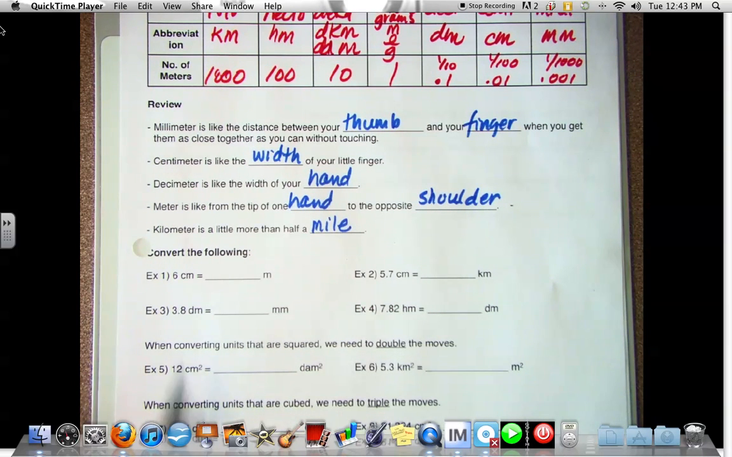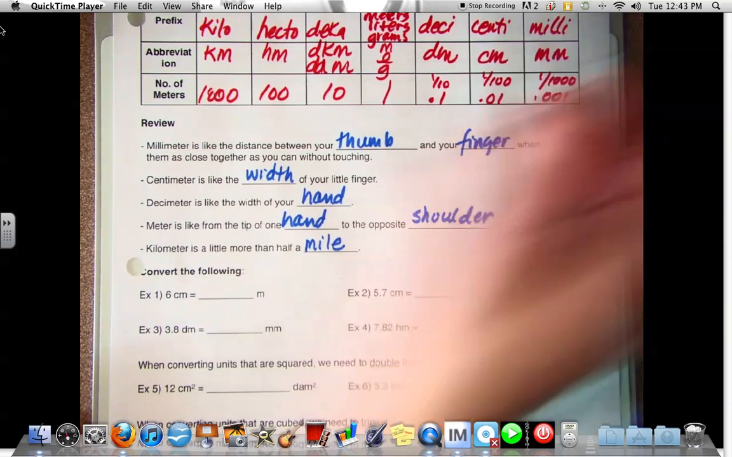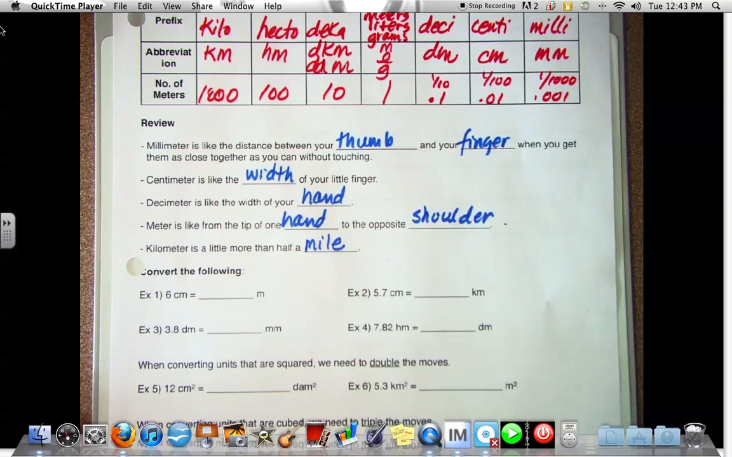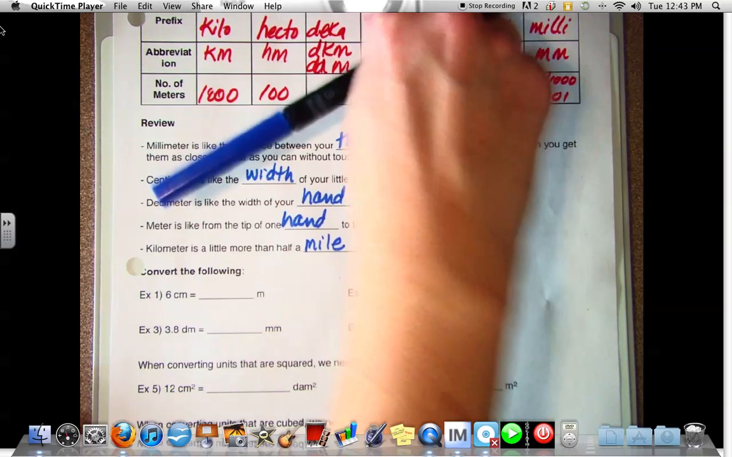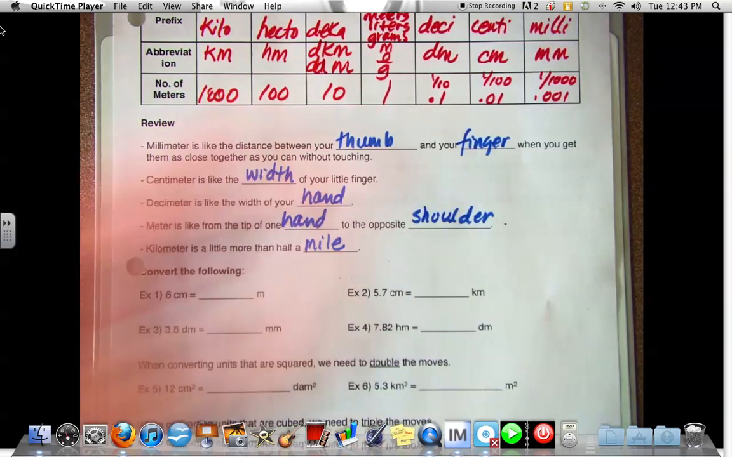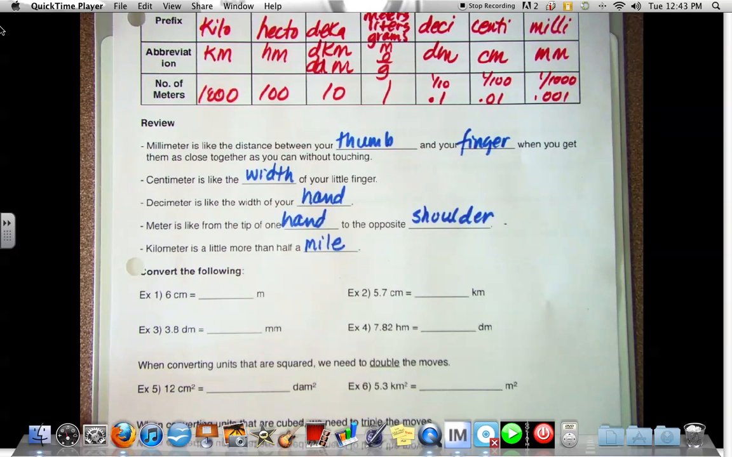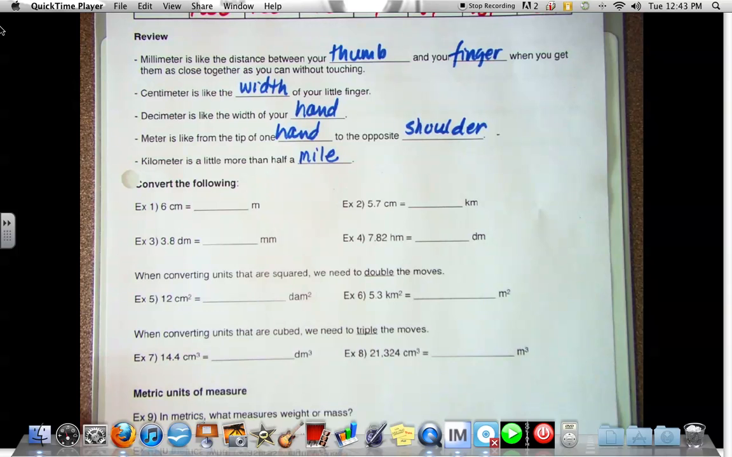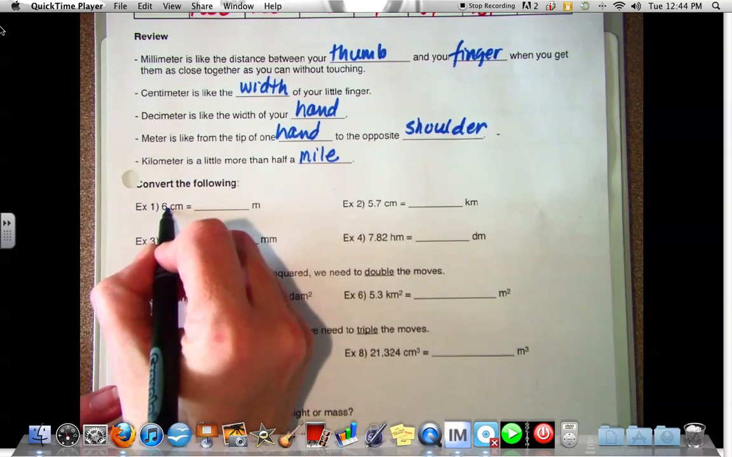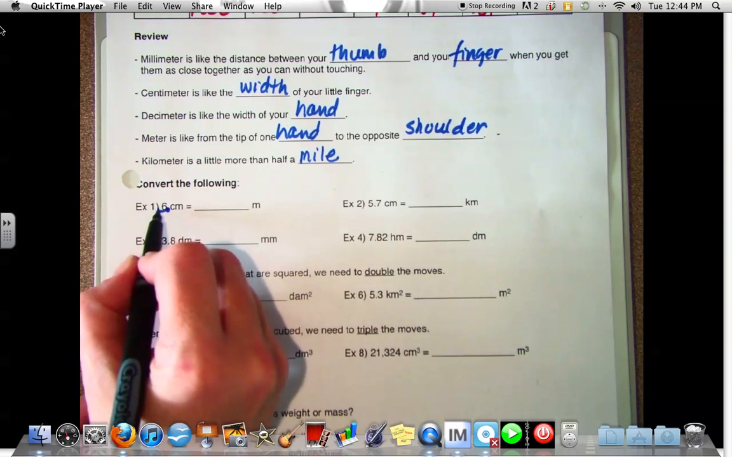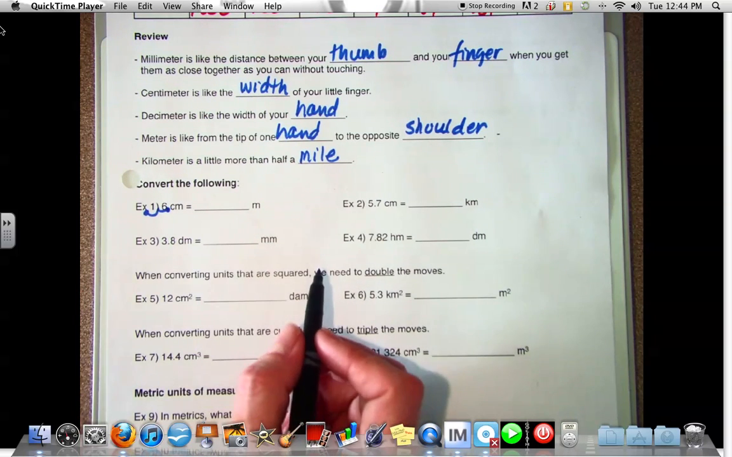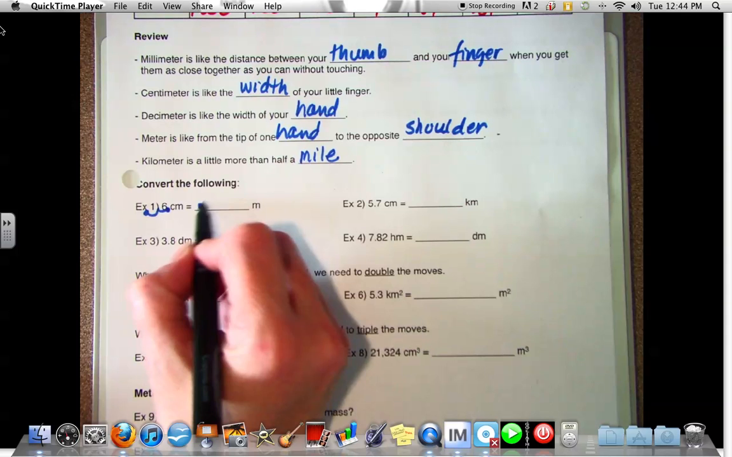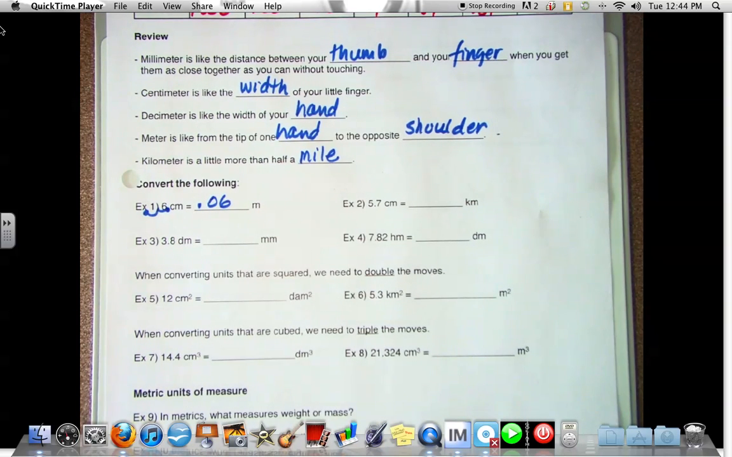So, for example, we have 6 centimeters, and we want to change it to meters. So, we're starting here at centi. We need to go to meters, which is here. So we have to take 2 hops to the left. That's what we do with our decimal. Where is the decimal on example 1? After the 6. After the 6, very good. So you have an imaginary decimal here, and you need to move it 2 places to the left. Where that hole is, you fill with a 0. So we have 0.06.